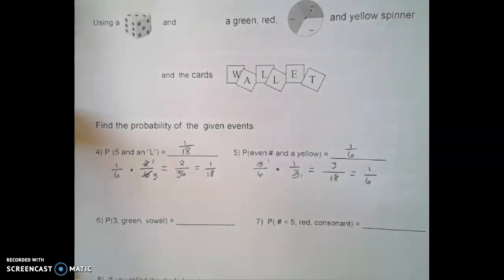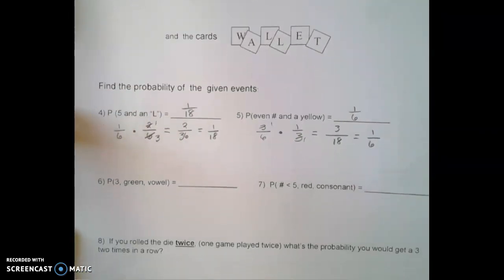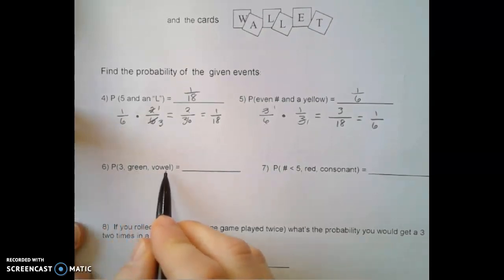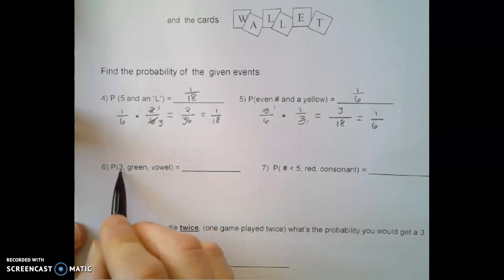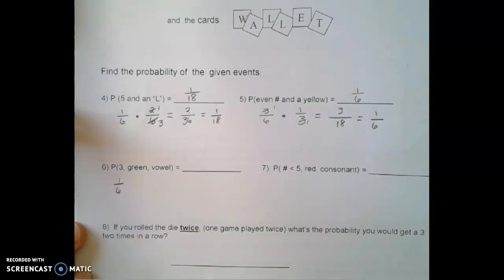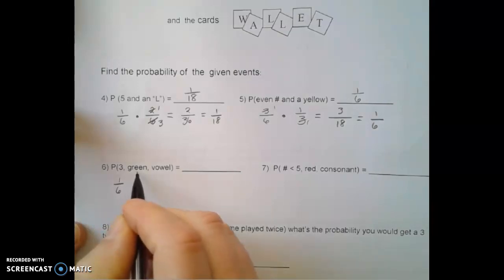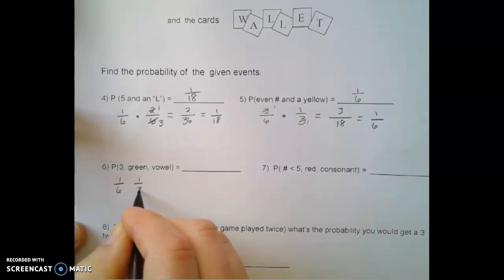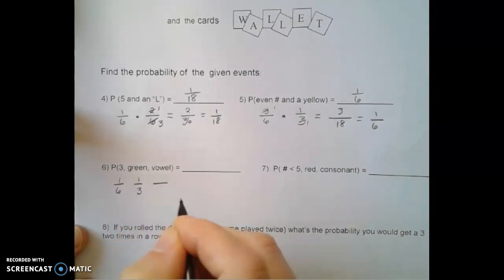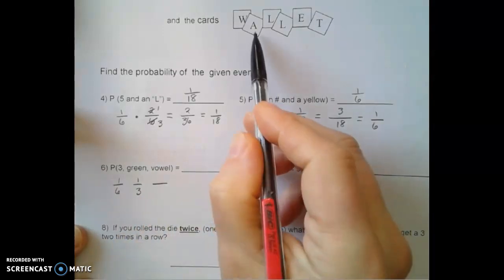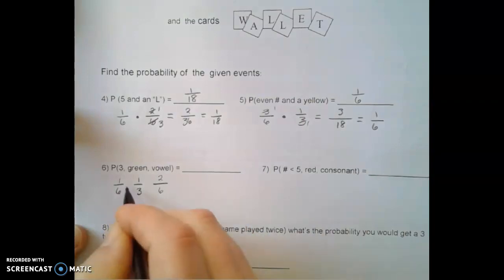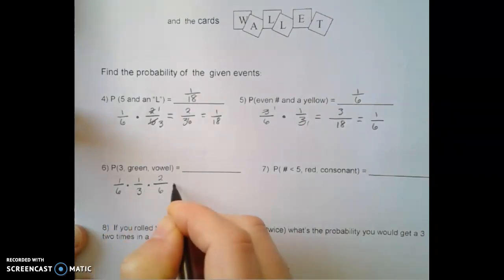In example number 6, we're going to be using all 3 items now. We want to get a 3 on the die, green on the spinner, and a vowel in the word wallet. Well, to get a 3 on the die, that's a 1 out of 6 chance because there's 1 3. All right, getting green on the spinner, that's a 1 out of 3 chance. Only one of the 3 sections is labeled green. And a vowel in the word wallet. Okay, well, A and E are the 2 vowels, so that's going to be 2 out of 6. And I'm going to multiply all of these together.